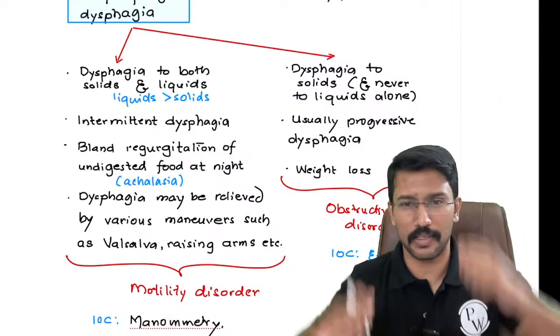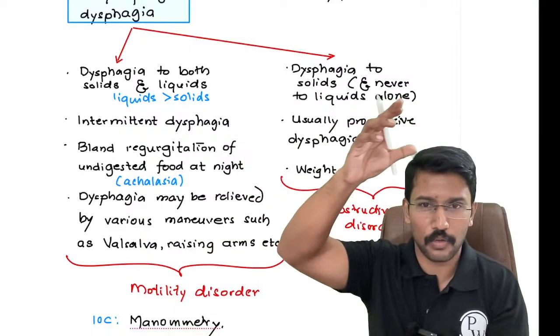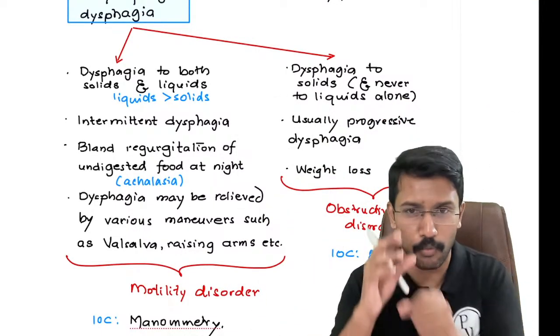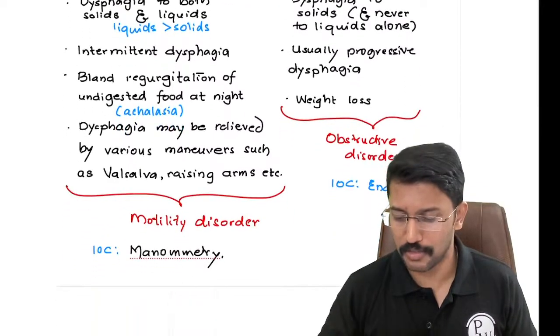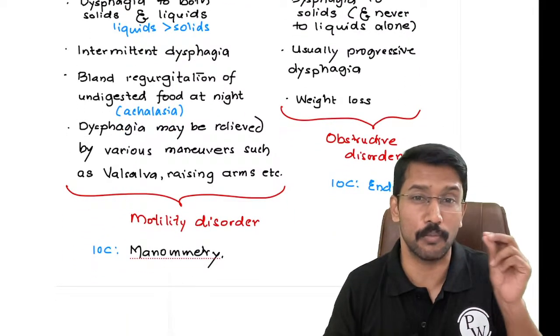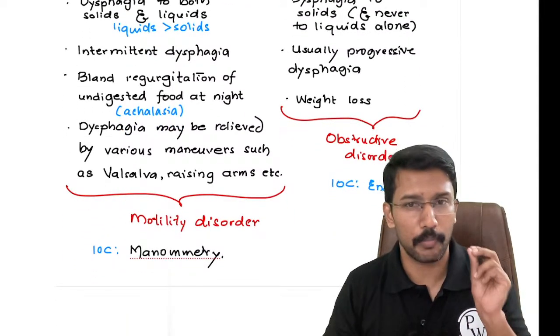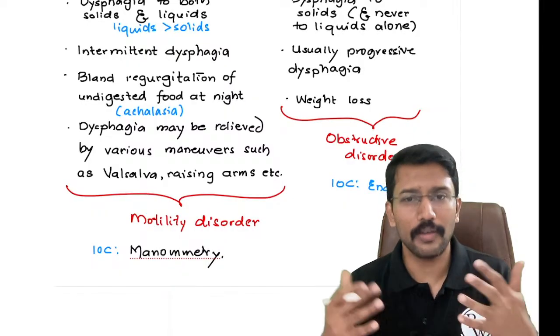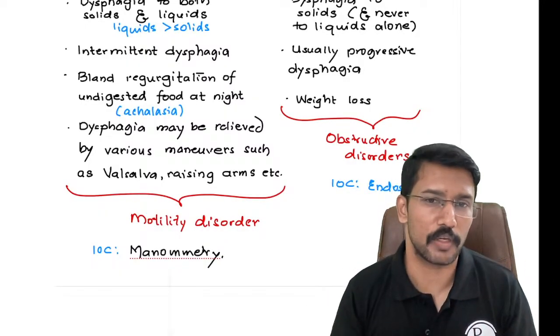Because if I have a cancer, whether I raise the arm or make the patient turn around, tap on the back, nothing will work. The food will still stagnate above the tumor, right? So, if the patient has progressive dysphagia, dysphagia more to solids than liquids, and weight loss, I will consider the possibility of an obstructive disorder. Beyond that, further diagnosis is only possible with investigation.